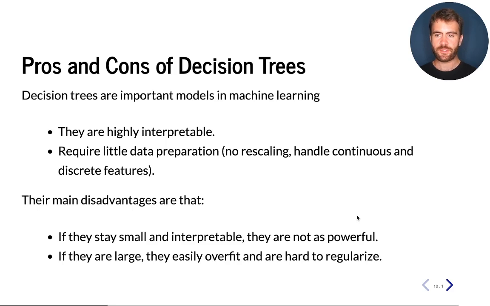Their main disadvantage is that if they are small and interpretable, then they're not really powerful. There's only so many things we can do with a short set of rules. And if they are large, then it's really easy to overfit the data. And if we overfit the data, then there's not a very obvious way of regularizing these models. So these are pros and cons, but overall decision trees are still a really important approach in machine learning that is used a lot and that is important to know.